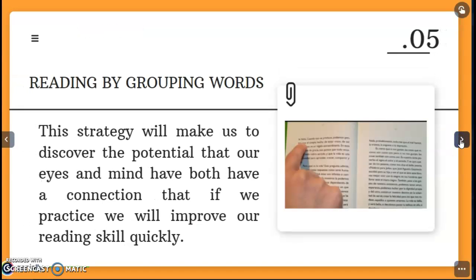Then we had the last strategy, which is reading by grouping words. This strategy will make us discover the potential that our eyes and mind have, a connection that if we practice, we will improve our reading skill quickly. First, we need to know that our visual field is wide and it is connected with our mind, because the time that we spend looking at or recognizing a word and its punctuation is natural, and we cannot control it, but we can change it by reducing the amount of words in one single case. How? Well, by grouping words.